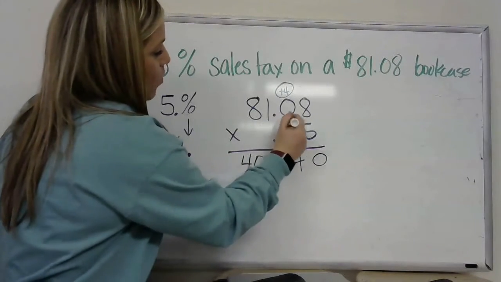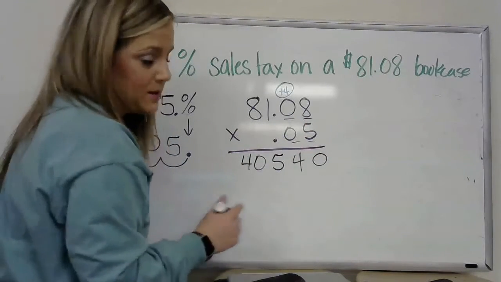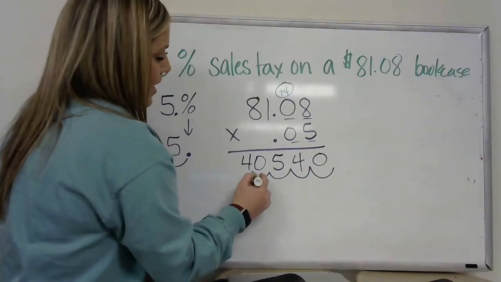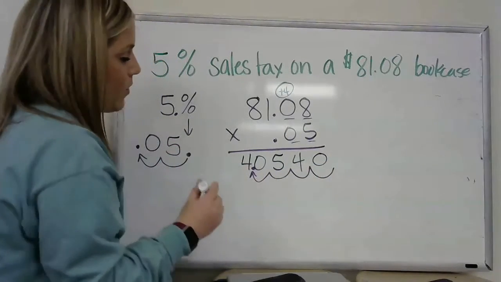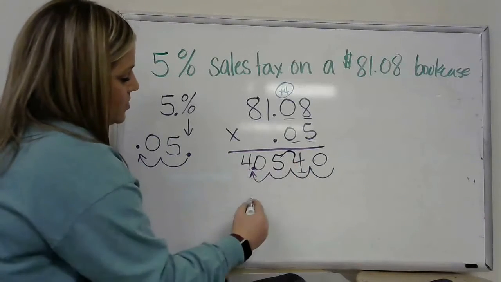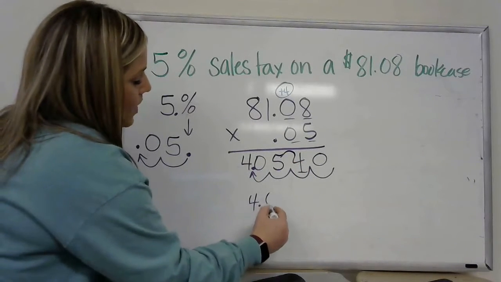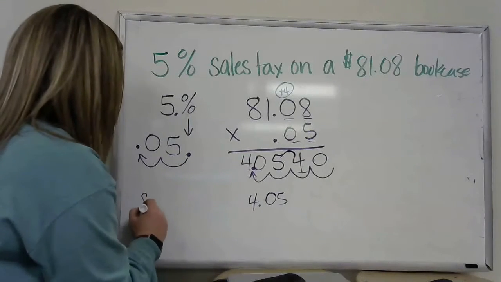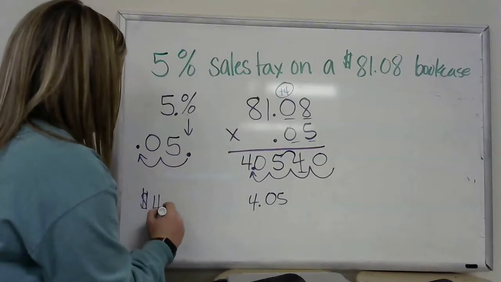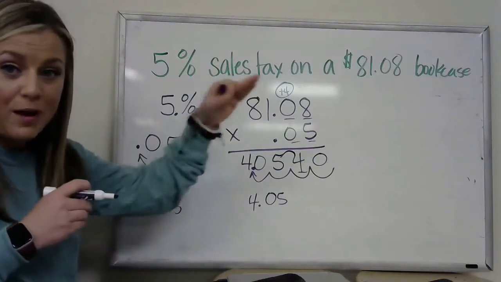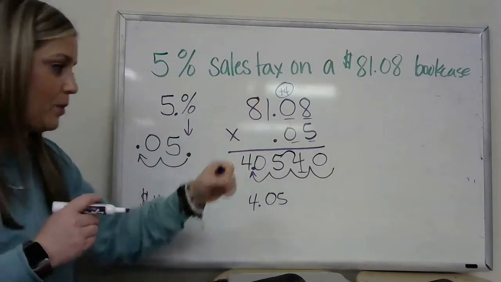All right, now I have 1, 2, 3, 4 decimal places. So I've got to move my decimal 1, 2, 3, 4. Okay. So if we're going to round this, we're talking about money. This 4 does nothing to that. So we're going to add about $4.05. That's what our sales tax is. It's going to be $4.05. They're going to charge us $4.05 just to buy this $81.08 bookcase.